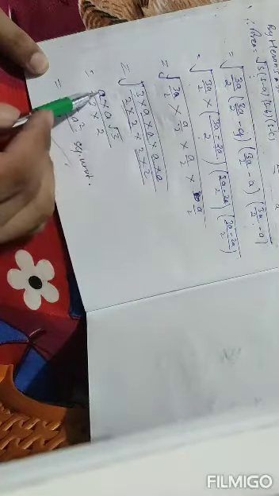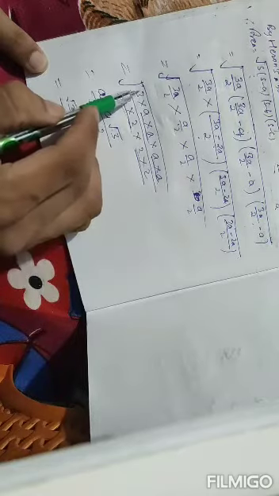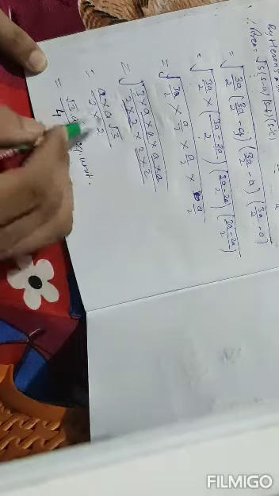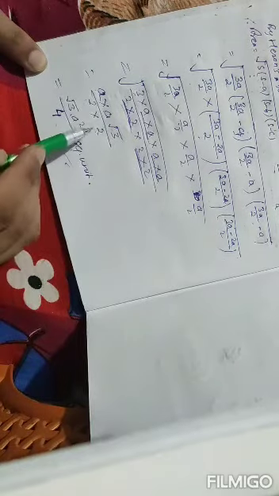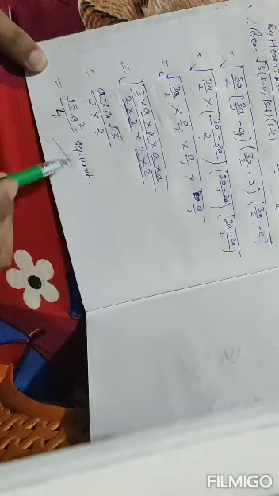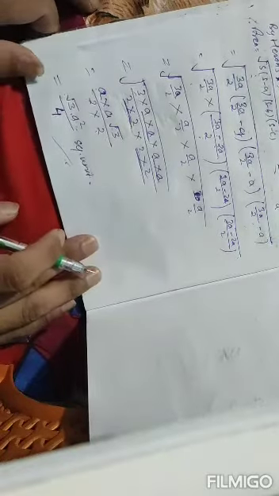So out of this 2a, only 1 will come out. Out of this 2a, 1a will come out. This 3 will remain under the root because it does not have a pair. Okay, so from here also, out of this 2, 1 will come out. Out of this 2, 1 will come out. So what is the answer? A into a root 3 divided by 2 into 2. A into a is a square, root 3a square by 2 into 2, 4 square unit. So this is the answer for the first part. So we got the area as root 3 by 4 a square.